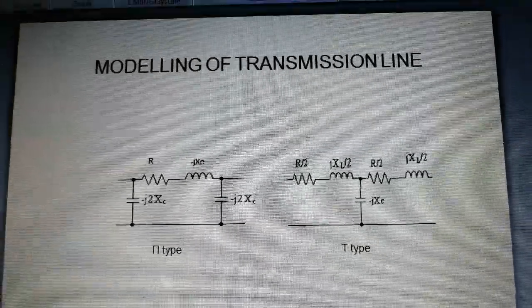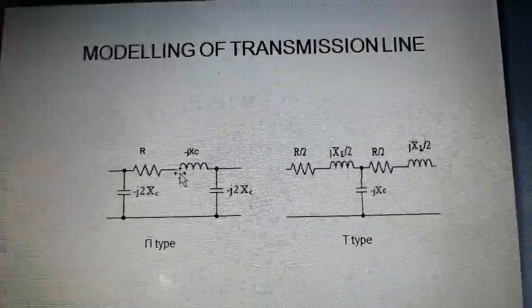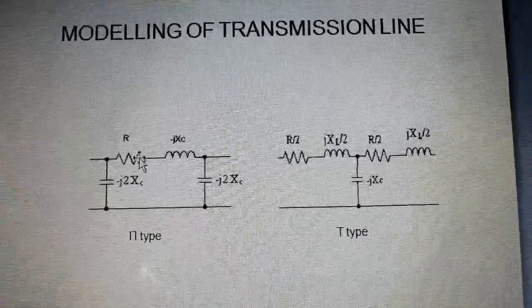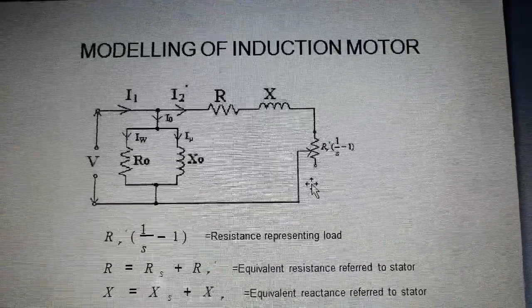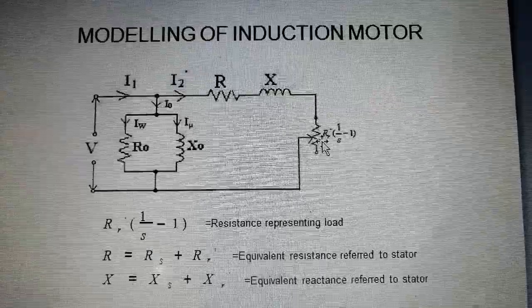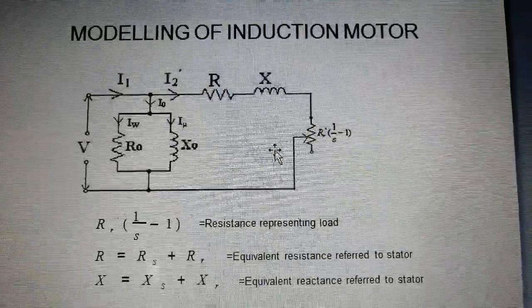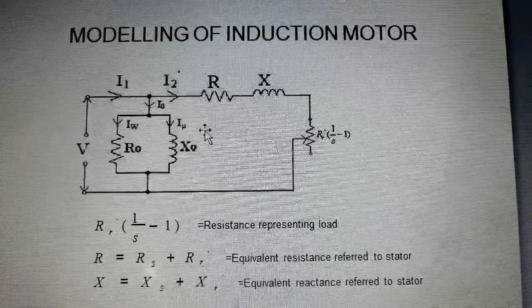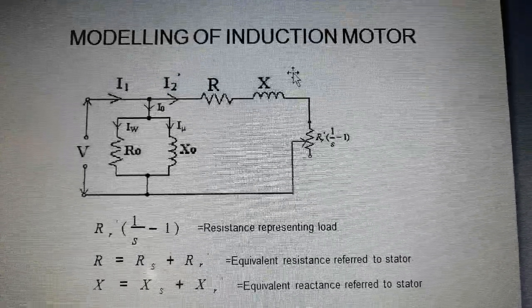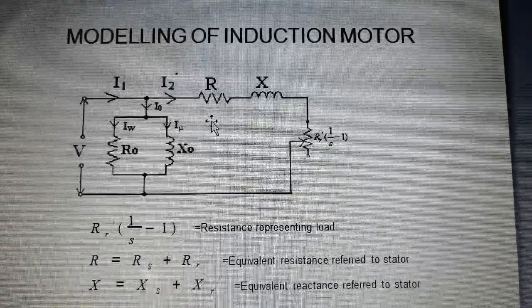Next, how to model a transmission line? We know that the transmission line can be modeled using the pi model or T model. Induction motor: we know that the equivalent circuit of the induction motor is similar to that of the transformer. We have discussed the equivalent circuit of the transformer. Similarly, the induction motor equivalent circuit is also the same.